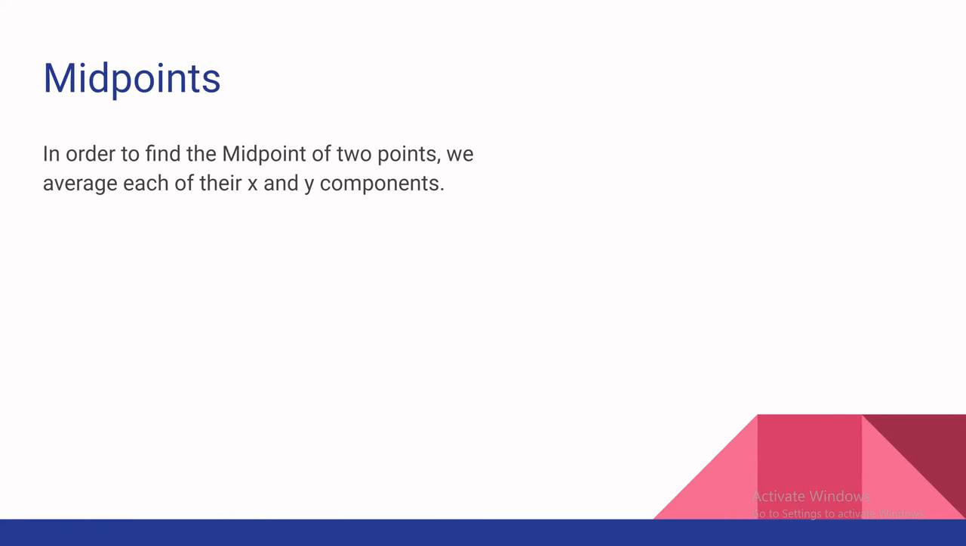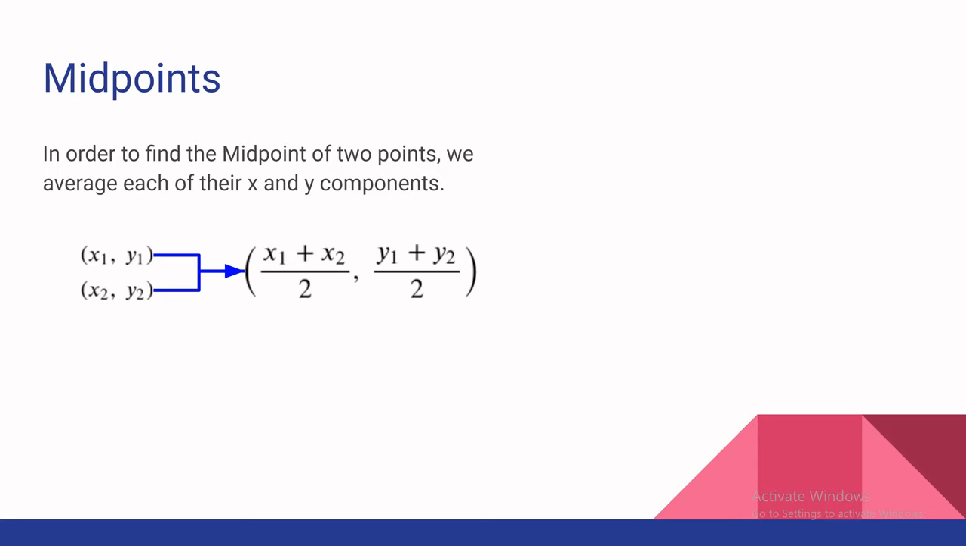The first thing we'll go over is midpoints. To find the midpoints of 2 points, we average each of their x and y components. For example, if we have the points x1, y1, and x2, y2, these two will combine to find the midpoint of x1 plus x2 over 2 and y1 plus y2 over 2. This would be the midpoint of points x1, y1, and point x2, y2.